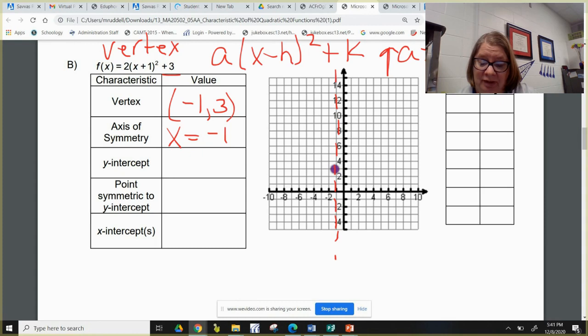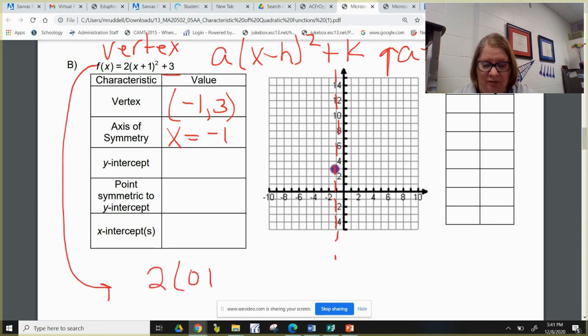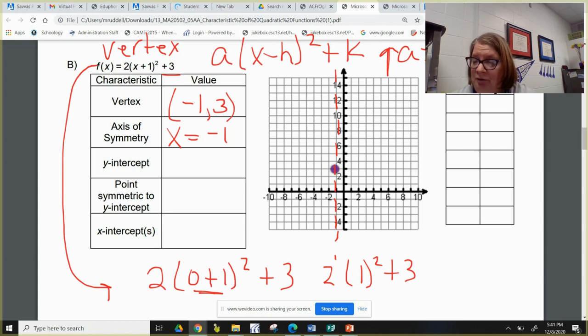What's next? The y-intercept. Now, it's not quite as easy to find the y-intercept from vertex form, but the chart says to plug in a 0 for the x. So I have 2 times (0 plus 1) squared plus 3. Took the equation from the problem, replaced the x with 0. Parentheses first, 0 plus 1. Exponents next, 1 squared is 1. 1 times 2 is 2. 2 plus 3 is 5. So my y-intercept is 5.